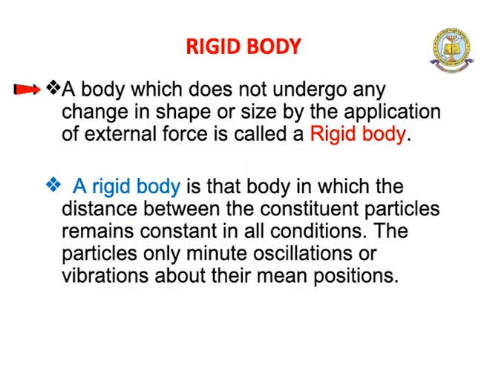So first of all, what is a rigid body? A body which does not undergo any change in shape or size by the application of an external force is called a rigid body. Rigid body means any object or any body which does not undergo any change.